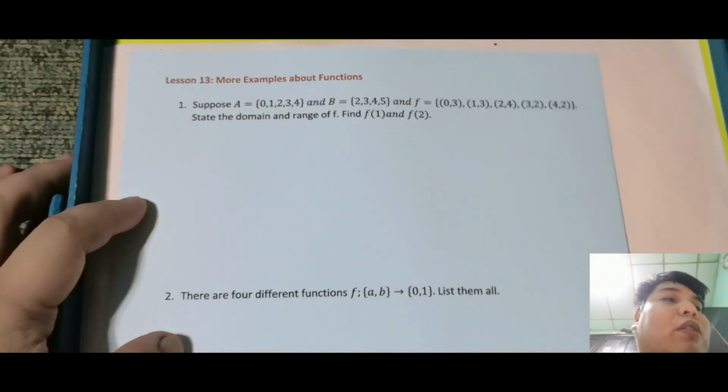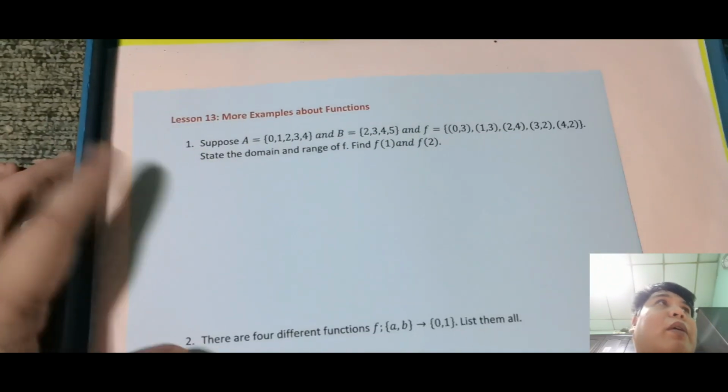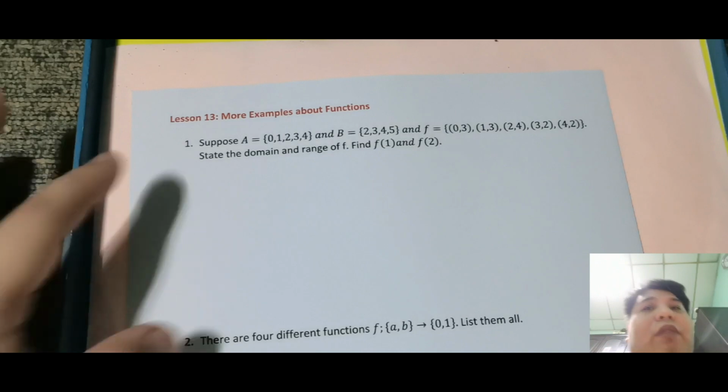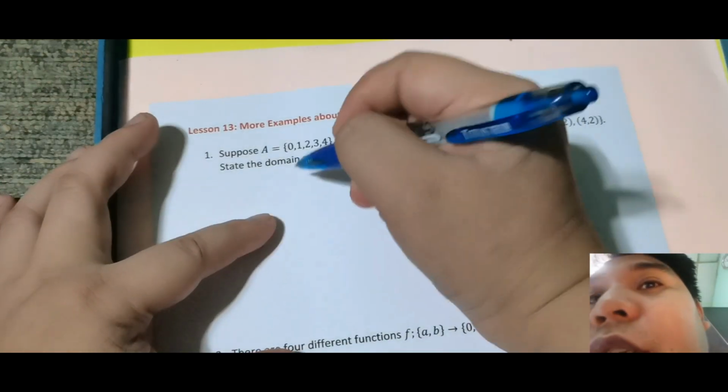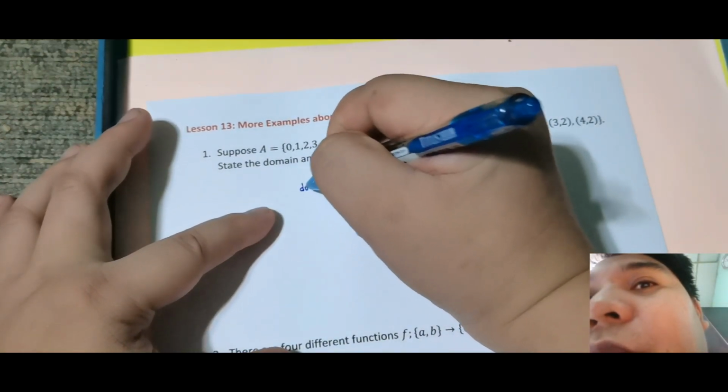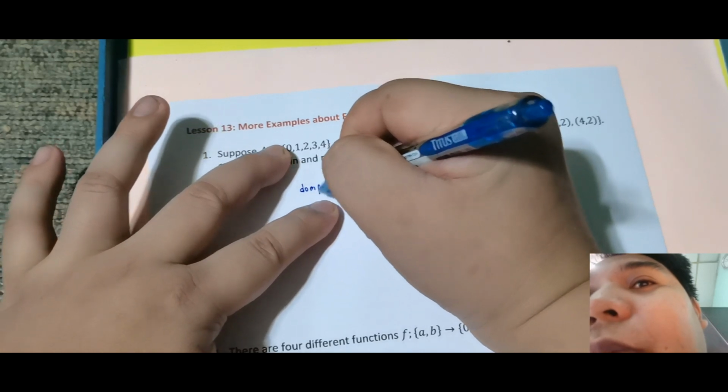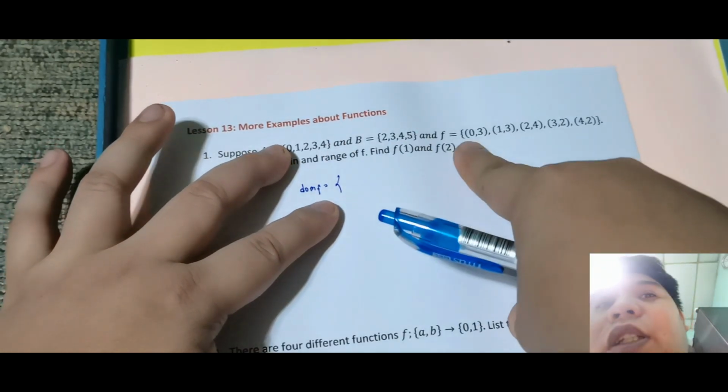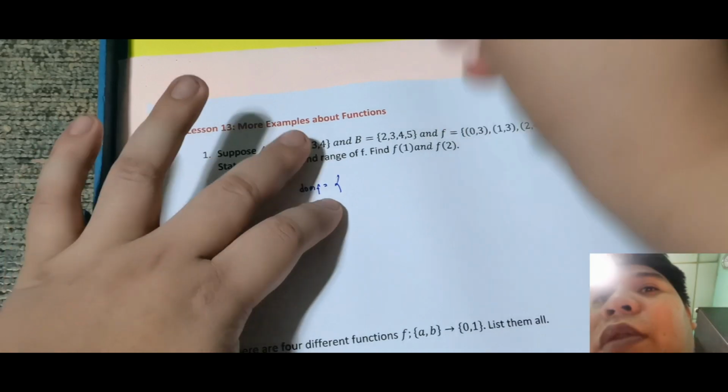So napakasimple nung tanong na to. Gusto ko lang isama kasi para pag na-encounter mo sa exam, at least alam mong sagutan. Okay, so the domain, obviously, yung mga first coordinate. So the domain of F is the set containing 0, 1, 2, 3, 4.